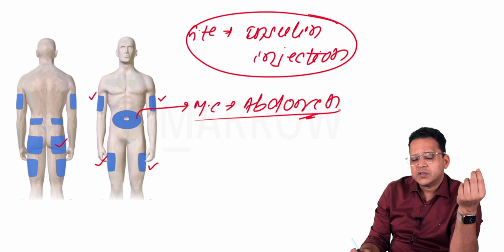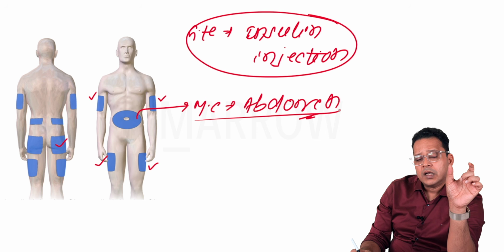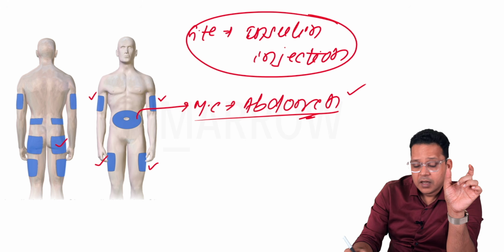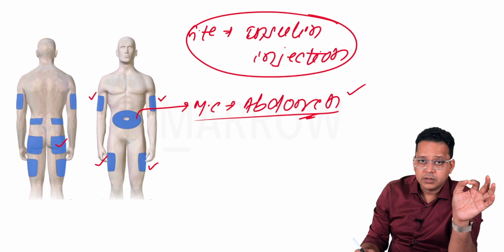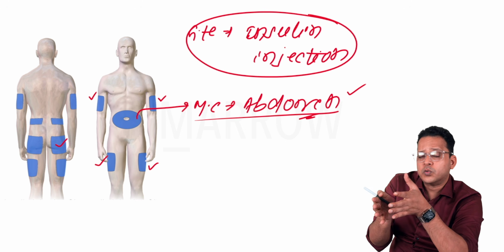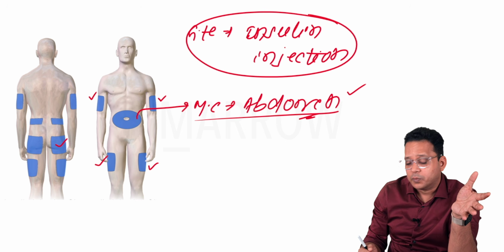Another reason why abdomen is more common site is because the insulin absorption is fastest from abdomen, plus it is more reliable. Means whatever the units I give, nearly that much of unit would reach the blood. That happens with abdomen. All right, guys.